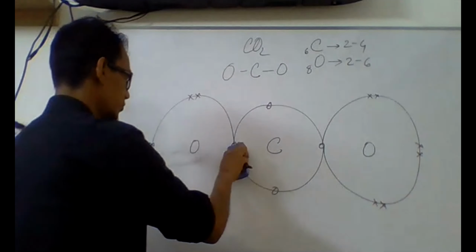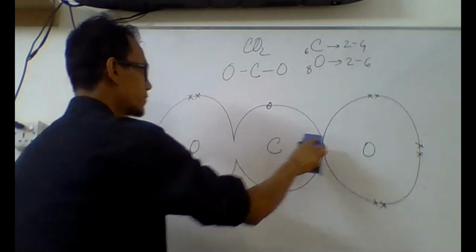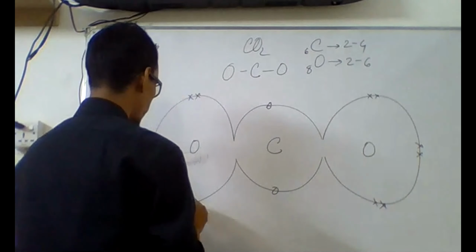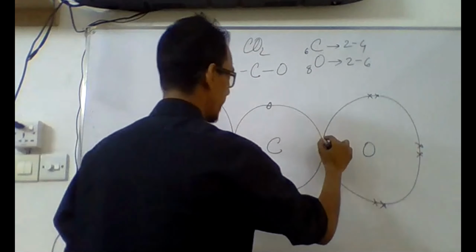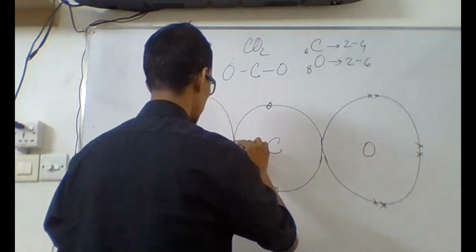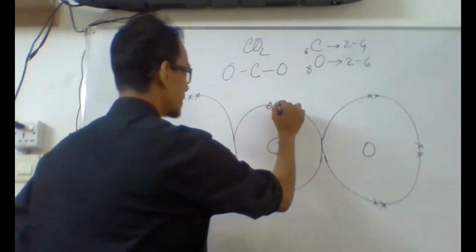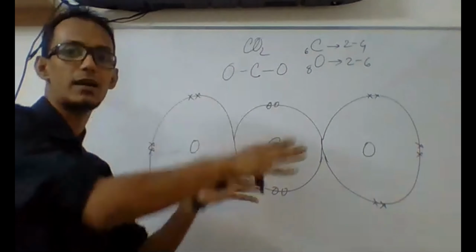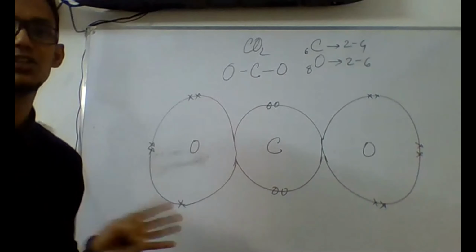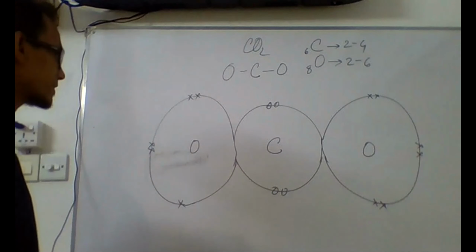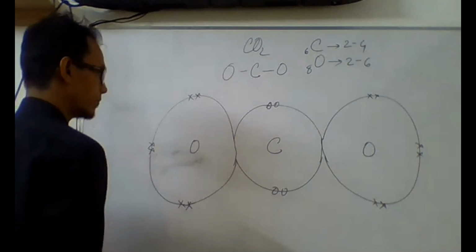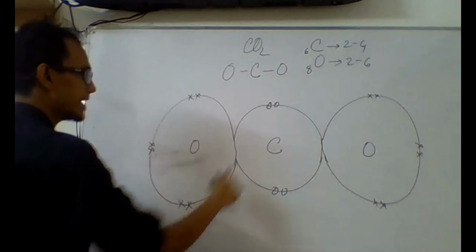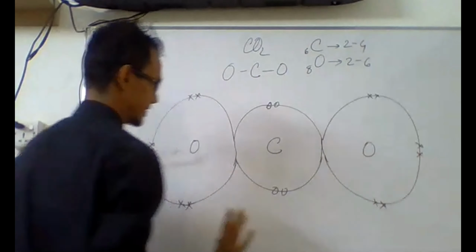Sorry, should be crossed. Or you can do it this way if you want, to make a good story. So see, I'm putting the electrons of carbon in carbon. I didn't share any electron yet. Now I'm starting sharing. Oxygen has 6, carbon has 4, and oxygen has 6.